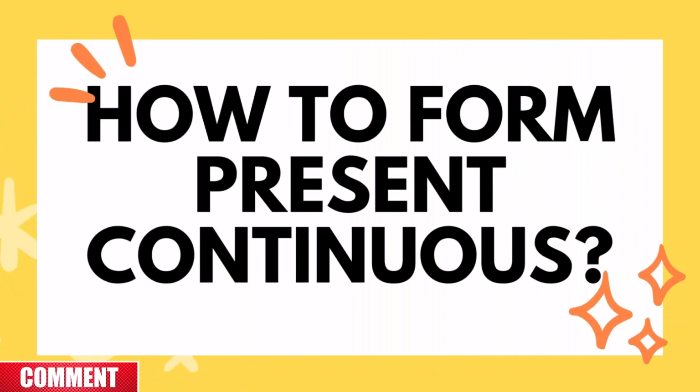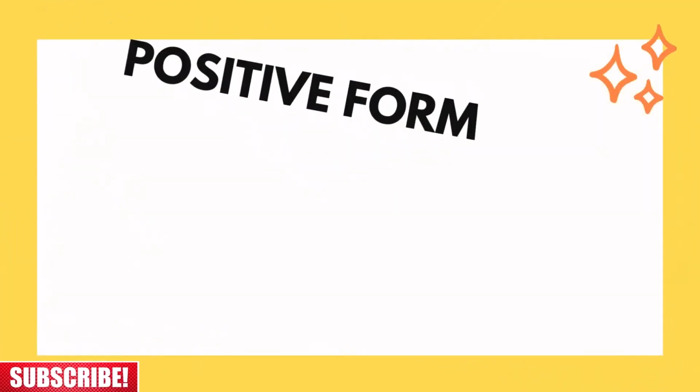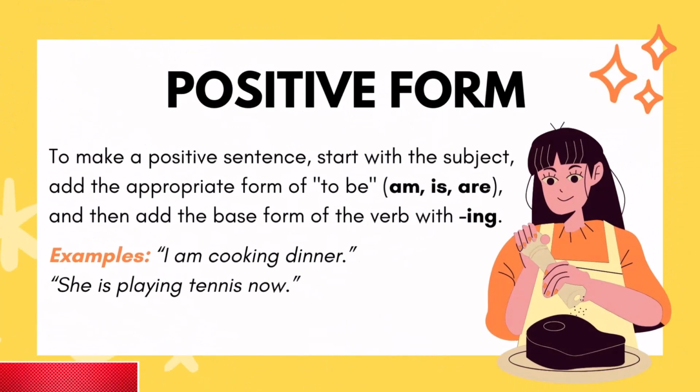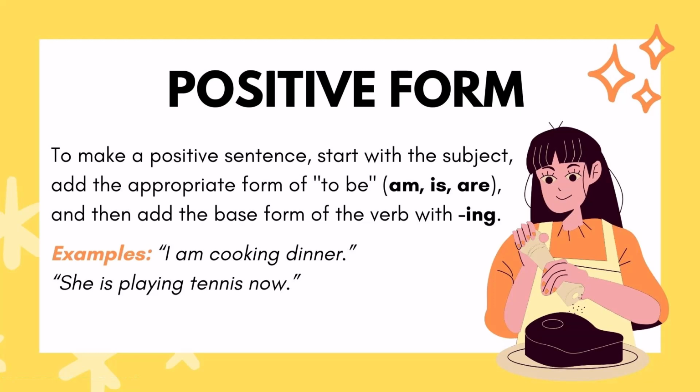How to form present continuous. Positive form. To make a positive sentence, start with the subject, add the appropriate form of to be, am, is, are, and then add the base form of the verb with ing. Examples: I am cooking dinner. She is playing tennis now.